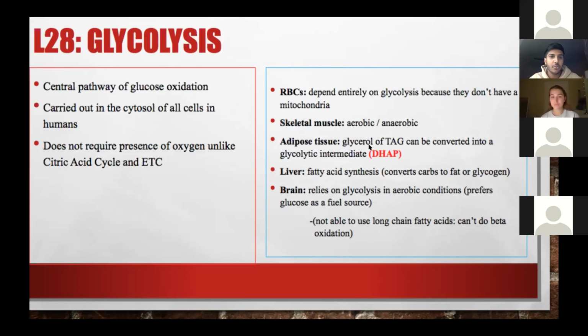And so it's important when you're studying to link that together because you could get a question just like that. In terms of liver, so liver, obviously you have fatty acid synthesis.